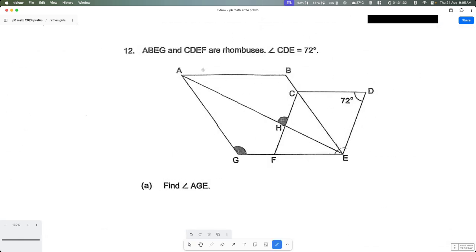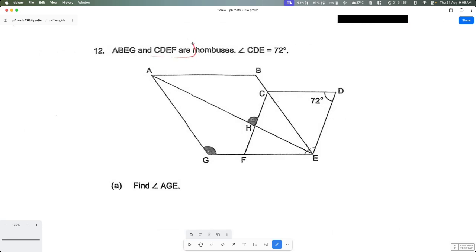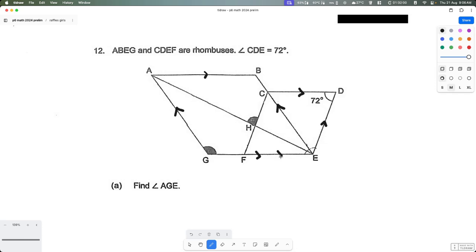Question 12. It says here ABEG and CDEF are rhombuses. So AB and BG is a rhombus, and this, CDEF, is a rhombus as well. That's what I see over here. So we know that this is equal as well.